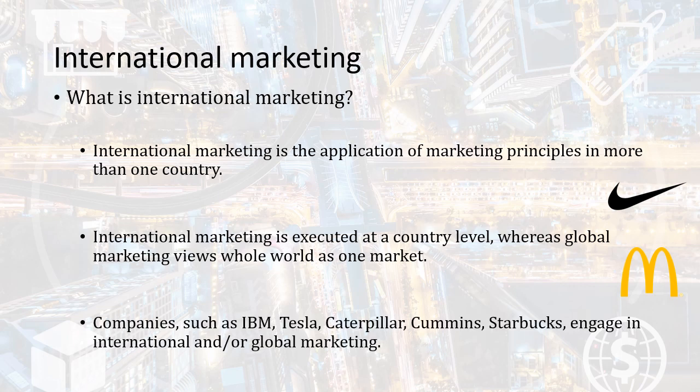If you look at major US corporations such as IBM, Tesla, Caterpillar, Cummins, Starbucks, they engage in a form of international or global marketing, which means they operate in the US as well as outside of the United States. So IBM has subdivisions outside of the US. Tesla has multiple factories, one in China, one being built in Germany. We have Caterpillar, we have Cummins, they're an international company that takes part in activities around the world and extends supply chains from China, and of course Starbucks, another major corporation that exists in pretty much every continent around the world.